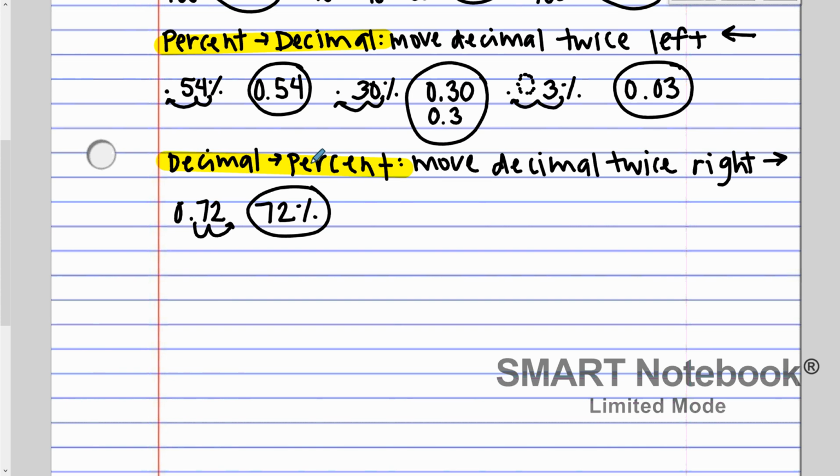All right, here we have 0.04. Again, work ahead if you're feeling comfortable. Move that decimal twice to the right. 1, 2. Both of these zeros will be dropped off because it would be 004%. There's no decimals in here, so we don't need these zeros right here. This just becomes 4%.